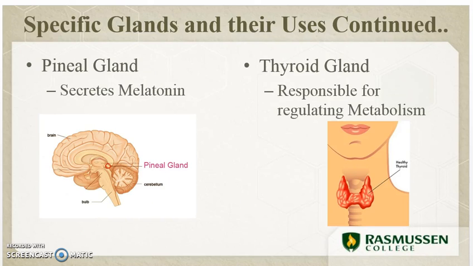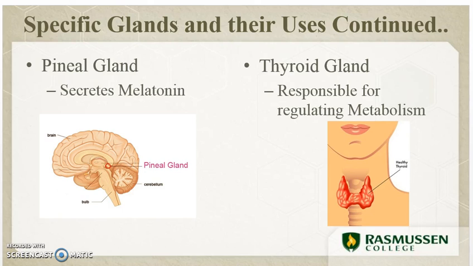Next, we have your pineal gland. This is located at the posterior end of your corpus callosum in the brain. It secretes what we call melatonin, and this is released at night, and it helps to regulate the circadian rhythm, which is responsible for helping with the cycle of sleep.